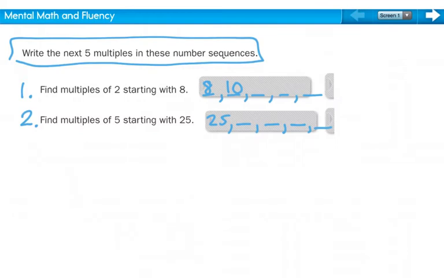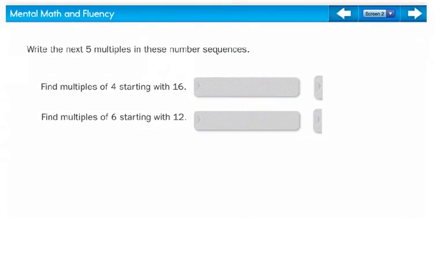So on my multiplication chart, if I look across this 2 starting at 8, it would be 8, 10, 12, 14, and 16. Looking at multiples of 5 starting with 25 would be 25, 30, 35, 40, and 45. Go ahead and erase your whiteboard.